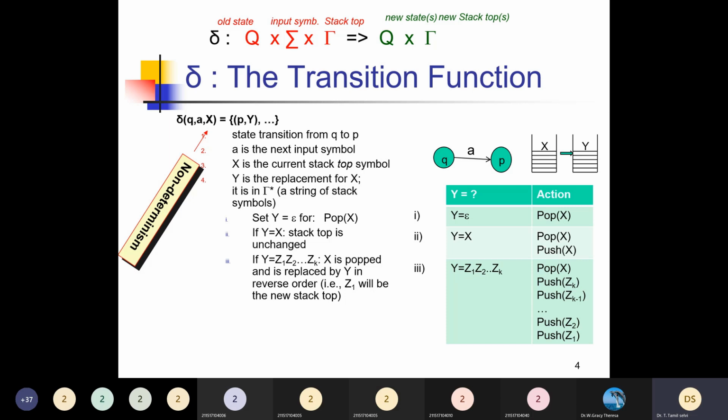While performing the push operation, you have to push the symbols from right to left. Right to left means what? First you have to push Zk, and then second you have to push Zk minus 1, then Zk minus 2, and so on, then Z2, Z1. In this direction only you have to push the symbols into the stack in PDA. Right to left, don't forget, this is one of the important points in PDA. While pushing a string or more than one symbol into the stack, you have to push from right to left.